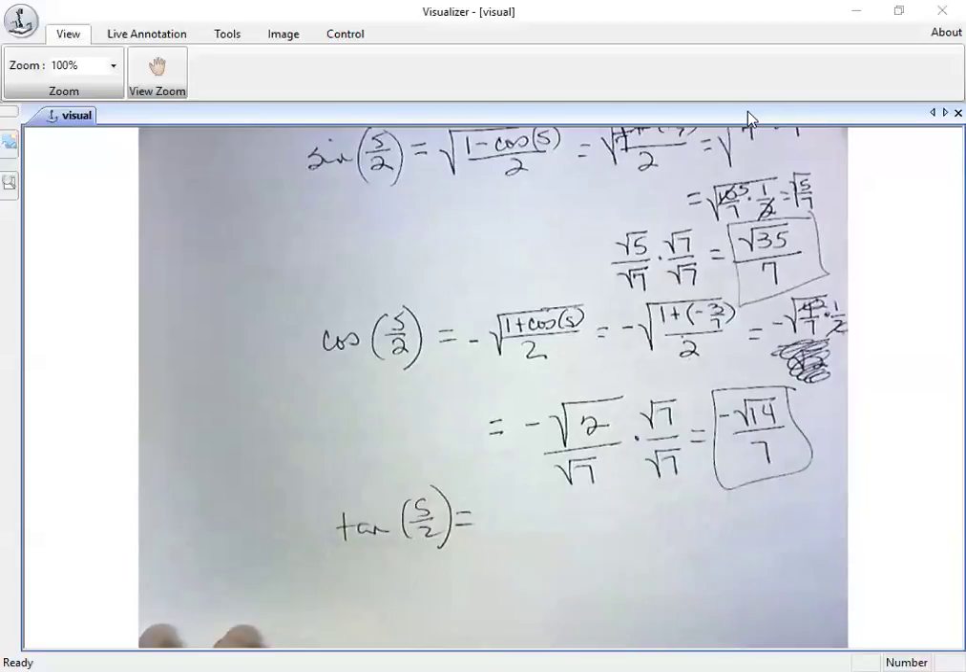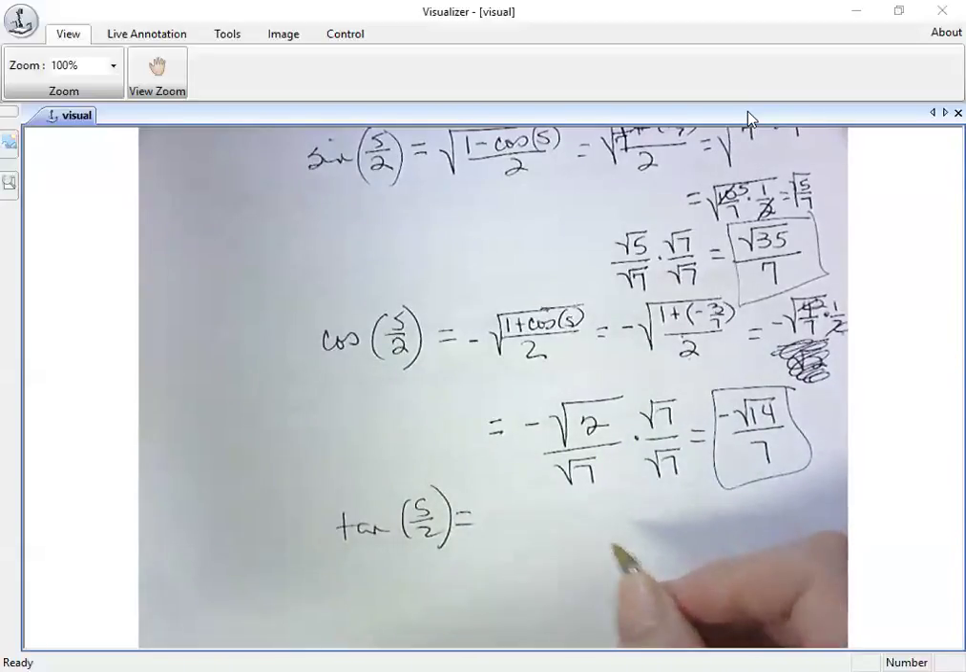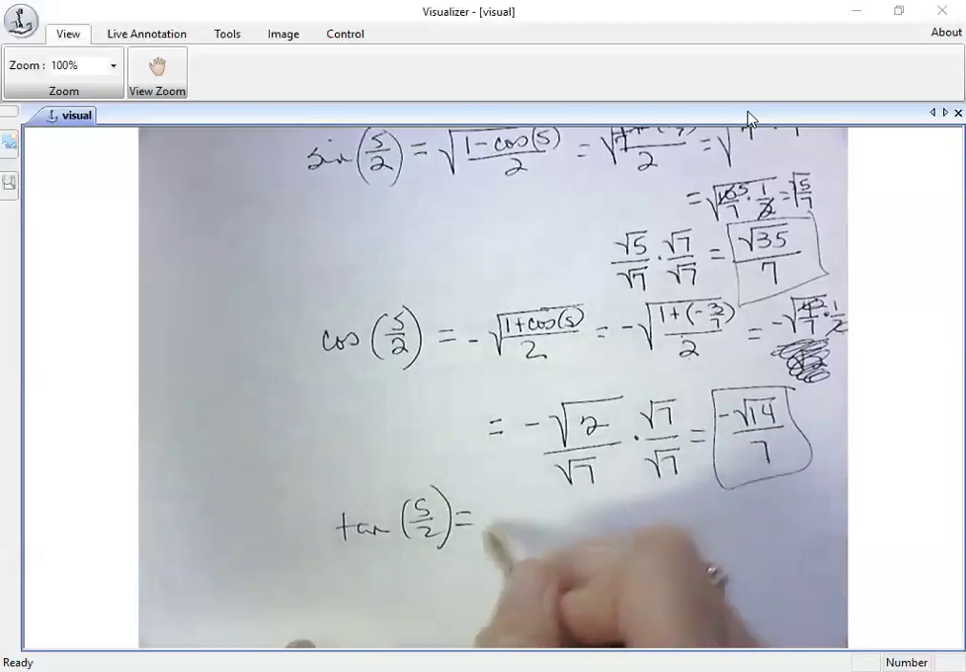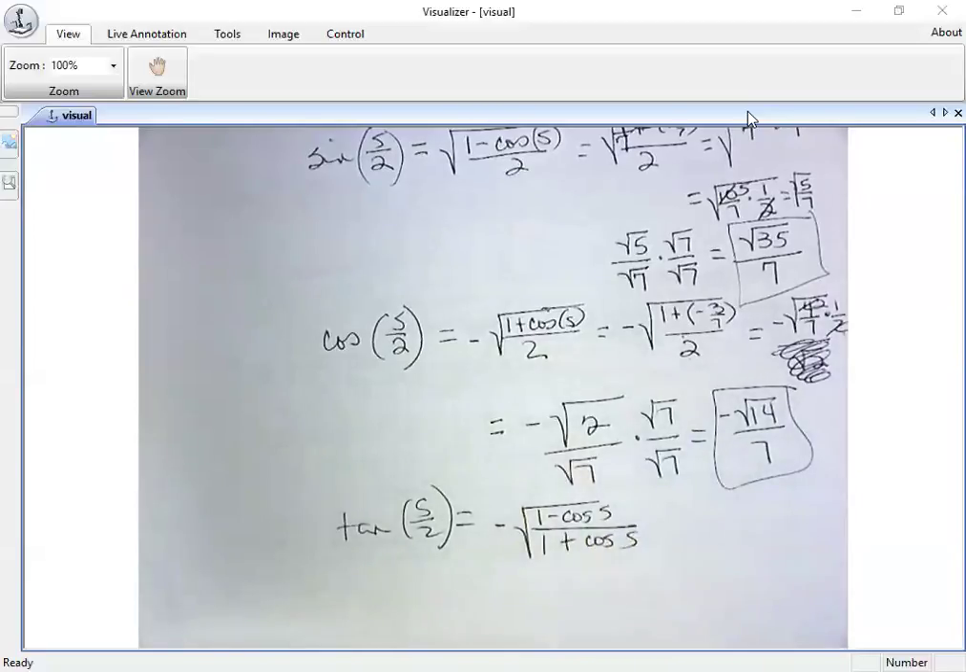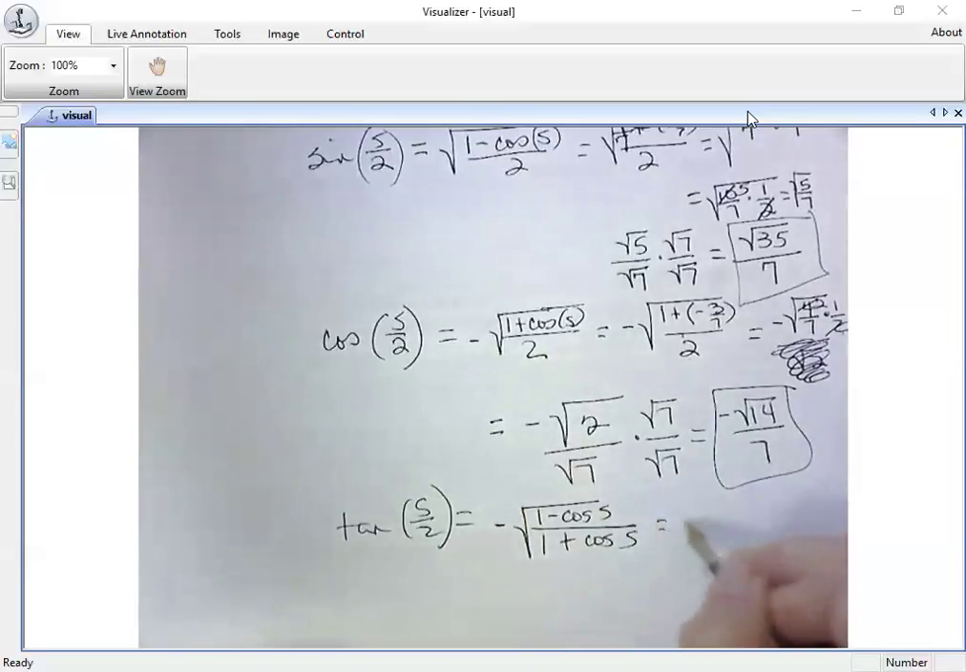And then on tangent, the formula that we need to use, now first of all, deciding quadrant 2, is tangent positive or negative? Negative. And we have 1 minus cosine of s on top, over 1 plus cosine of s. So let's see if you can tell me what we're going to end up with on this. What am I putting in for cosine of s, both spots? A negative 3/7.